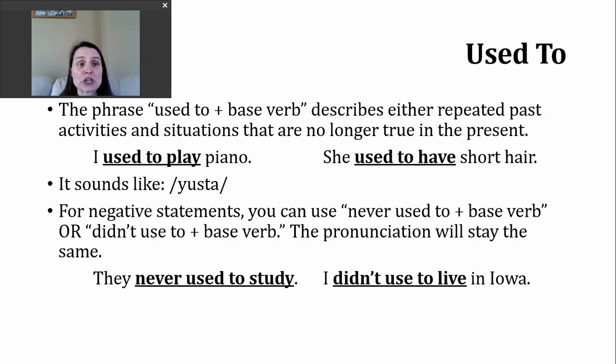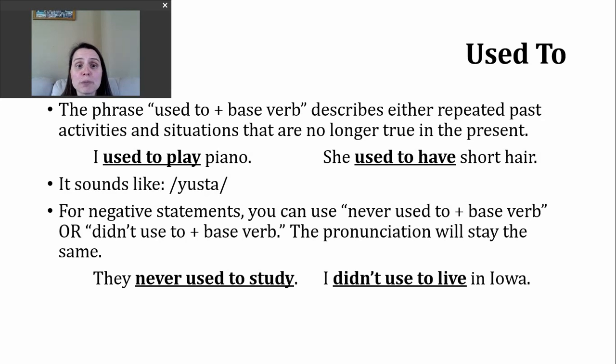Connected to this verb use is another phrase that I thought might be useful for us to talk about today, and that is used to. When we combine used to with another base verb, we are describing either a repeated past activity, so this could be a past habit, or a situation that is no longer true in the present. So here are some examples.